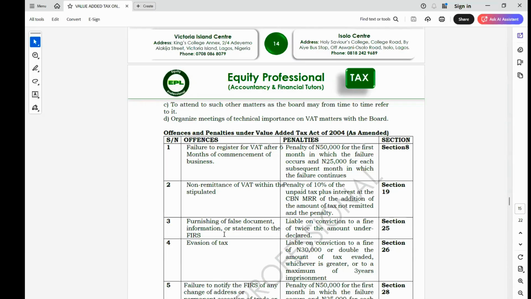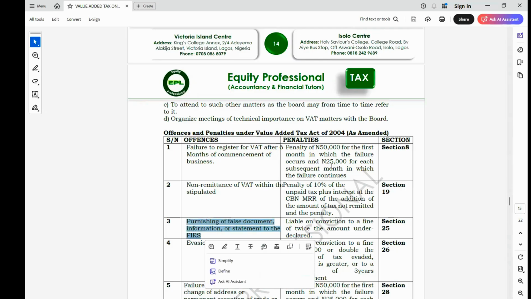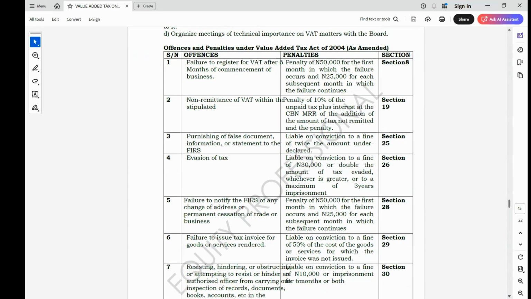Falsifying documents, information or statements. You are supposed to keep records, as I said earlier. But if you provide false documents or false records, you are liable on conviction to a fine of twice the amount that you declare. Evasion of tax is liable on conviction to 30,000 or double the amount of tax evaded.